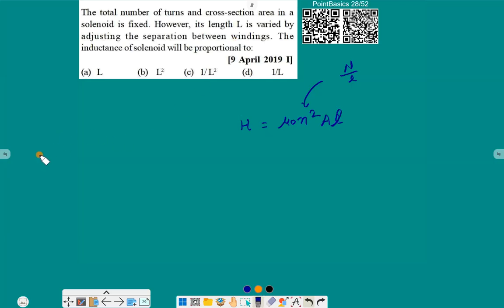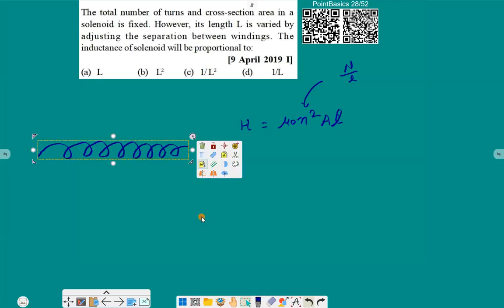So suppose this is our coil and we are varying its length by adjusting its windings. So our size or length of coil is increasing or decreasing in this way. So from this we can say that total number of turns of the coil, that is capital N, is not changing, but as the length is changing, the number of turns per unit length or per unit meter is changing.